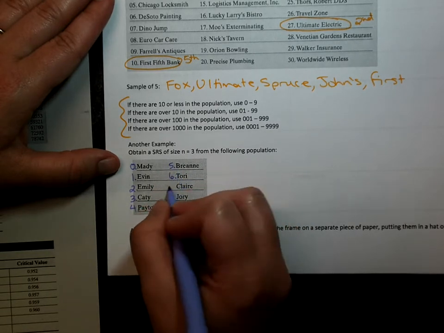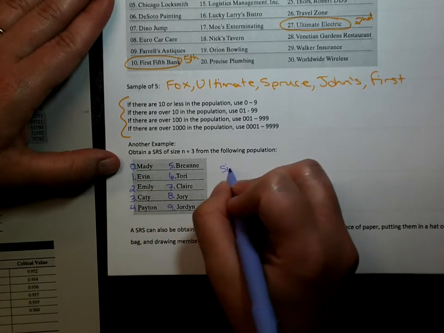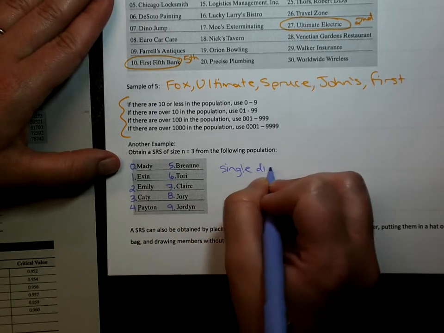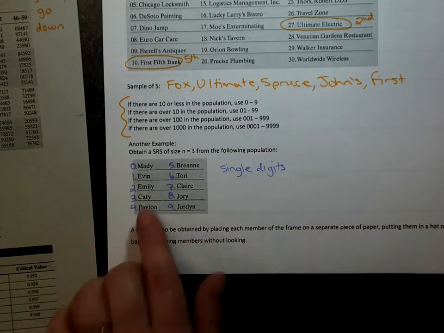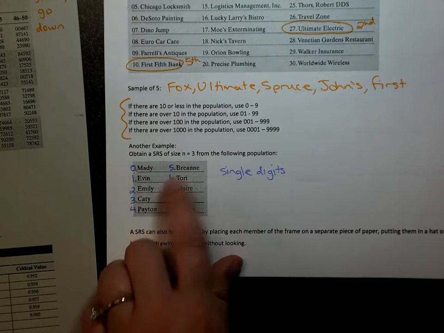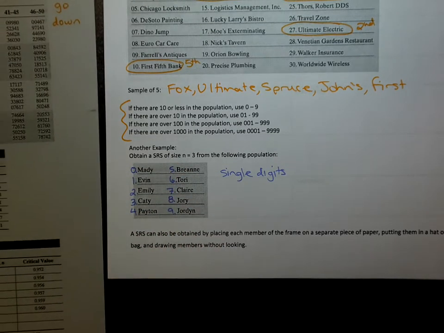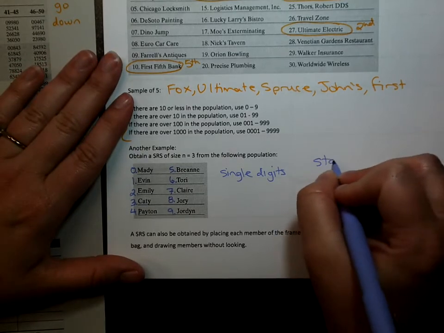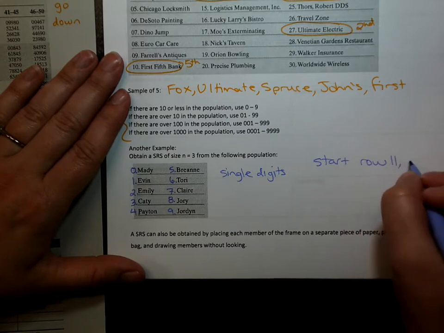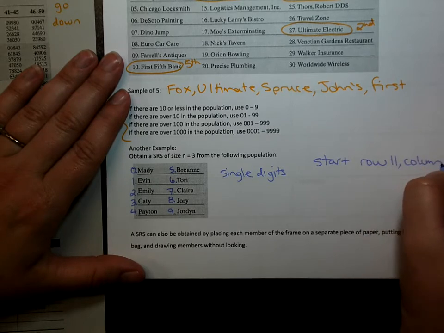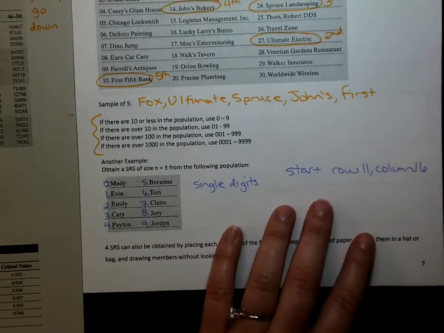5, 6, 7, 8, and 9. So we can use single digits. And they're usually numbered for you in the homework. This one example, they weren't numbered. But let's all number them the same, 0 through 4, 5 through 9. And that way we can just use single digits. Let's start at row 11, column 16. So your homework will specify where to start.